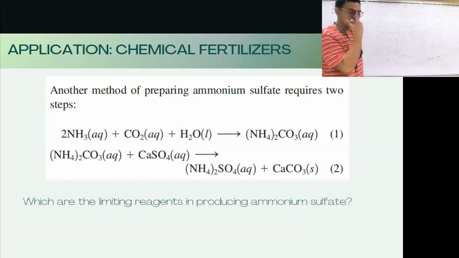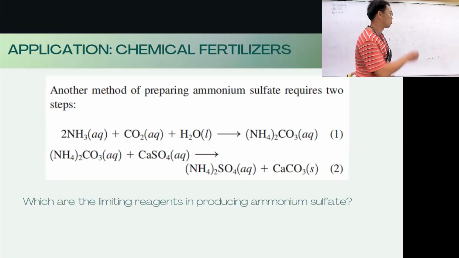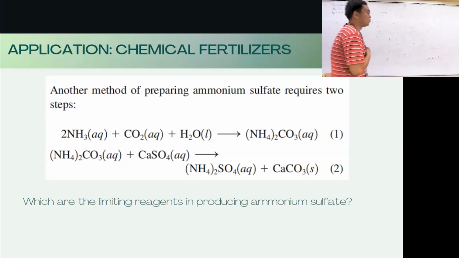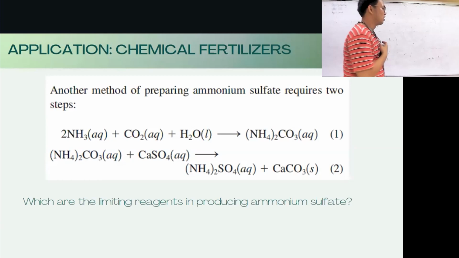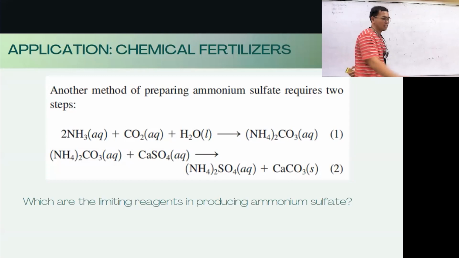Dito naman, it just says na you can produce ammonium sulfate via 2 steps. You have your ammonia plus your carbon dioxide. Actually, it's not a gas pala, it's in aqueous form. Plus your carbon dioxide plus water would produce your ammonium carbonate. And your ammonium carbonate will be reacted with your calcium sulfate to produce your ammonium sulfate plus calcium carbonate. Sige nga, which are the limiting reagents in producing ammonium sulfate?